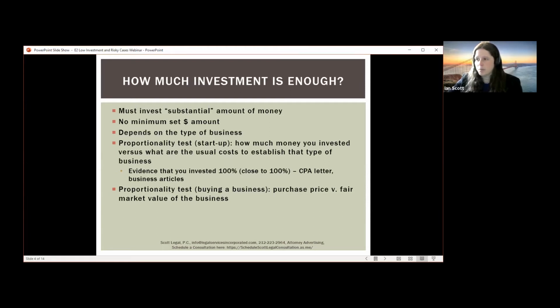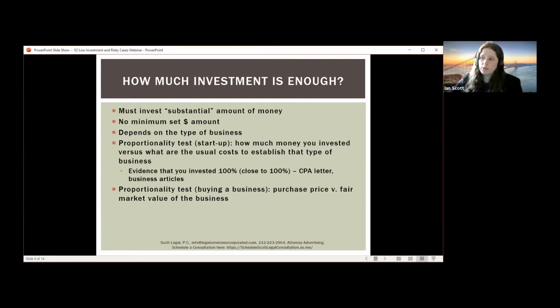What we use for this is a proportionality test. So how much money you've invested versus the usual costs to establish that type of business. To support evidence that you've invested 100%, you can include things like market research reports and industry reports that support what the startup costs are for your type of business. Sometimes there are business magazines like Entrepreneur Magazine, for example, that will have these types of articles where they talk about what normal startup costs are for particular types of business. That can be very helpful in supporting your argument that you've spent 100% of the cost to set up your company.